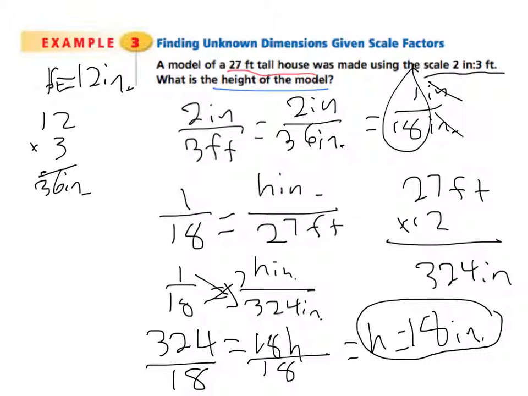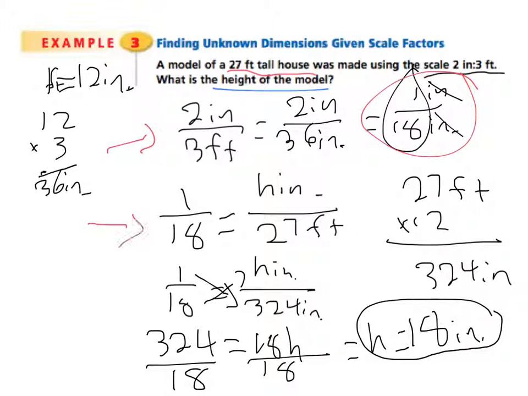Okay, so repeat the steps here. I'll repeat it in red. First thing we do is write out our scale. It's 2 inches over 3 feet. After we write out the scale, we convert everything to the same unit. So we're converting everything to inches because we want to know the height of the model. Okay, and the height of the model is going to be in inches. So then we get 1 over 18.